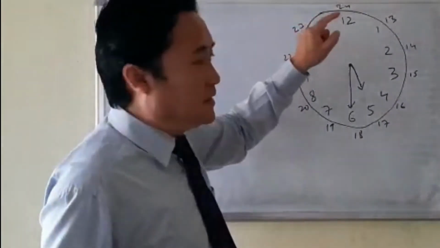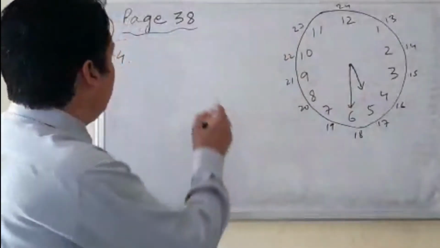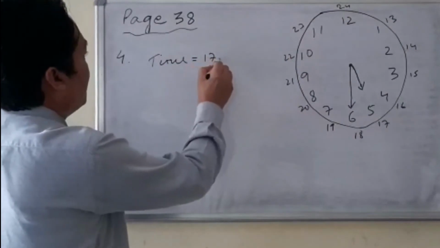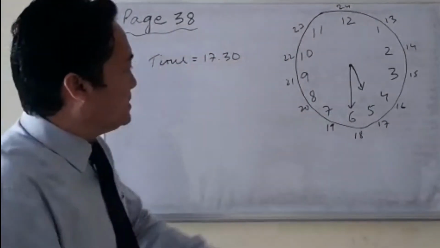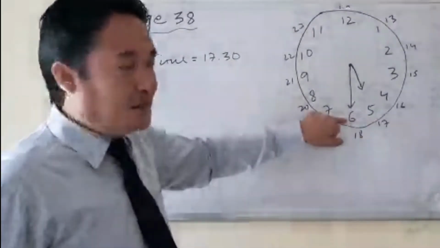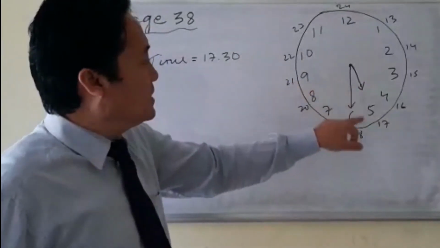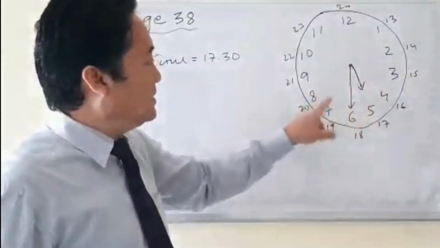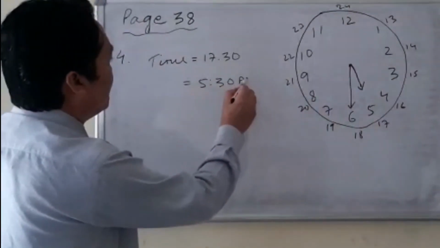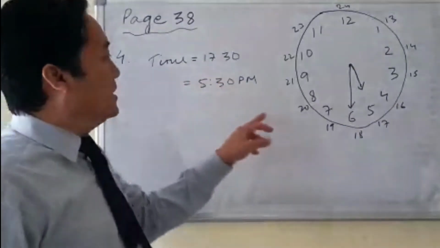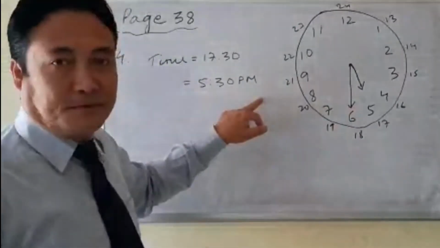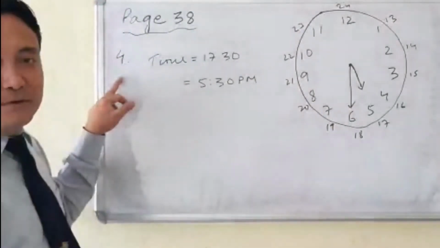Okay. Now, the time is given as 17:30. So, 17:30 means 5. Okay. 30 means it comes here, 6. So 17:30 in 12-hour format is equivalent to 5:30 p.m. Okay, so 17:30 in 12-hour format is equivalent to 5:30 p.m. Okay, so this is question number 4.